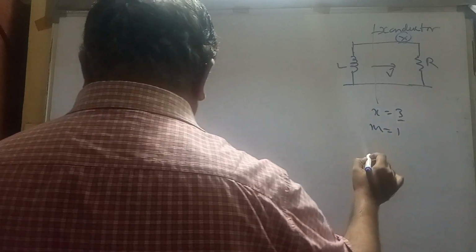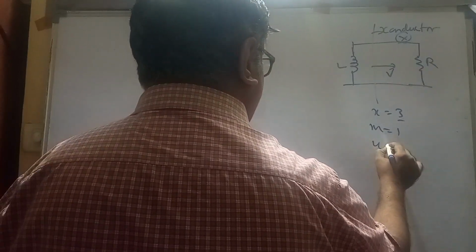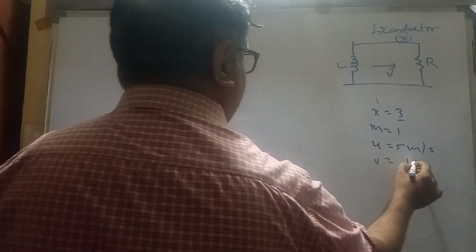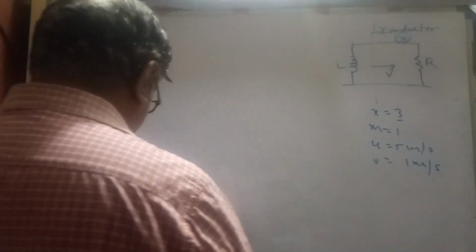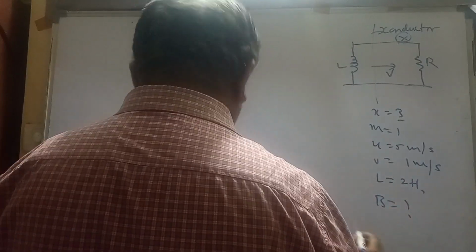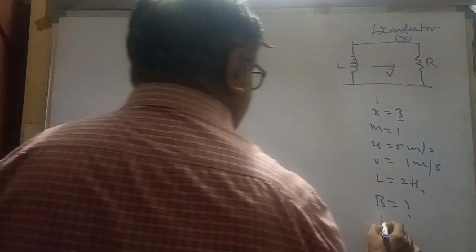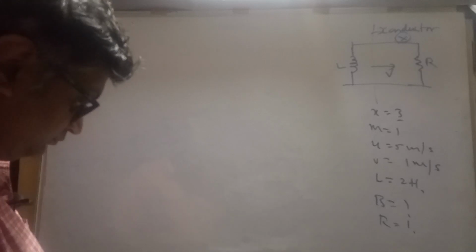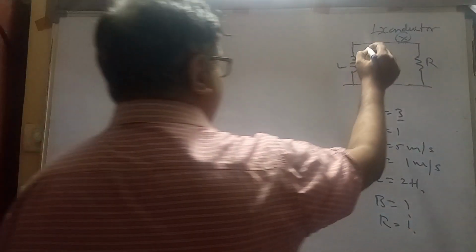The mass is 1 and initial speed 5 meter per second. Final speed is 1 meter per second. This L value is 2h and B value is 1 and R value is also given as 1. So we have to find out what is the total charge in the slider. We have to find out that.